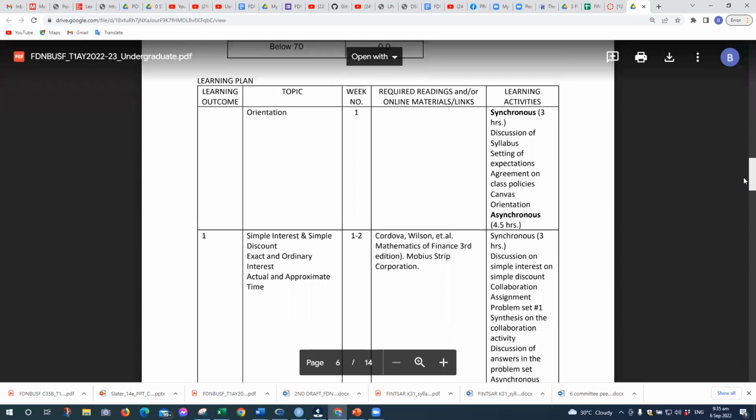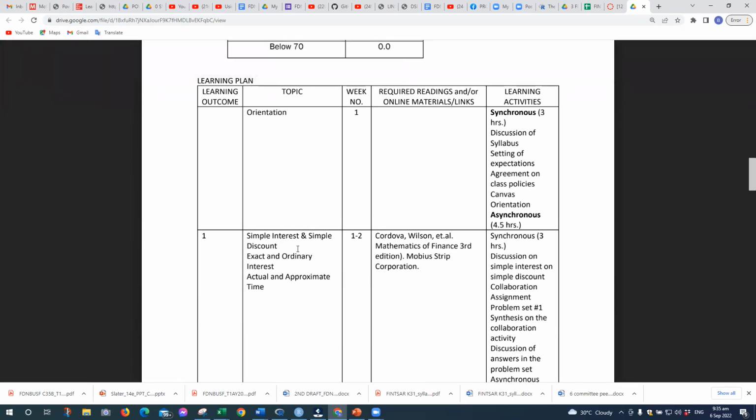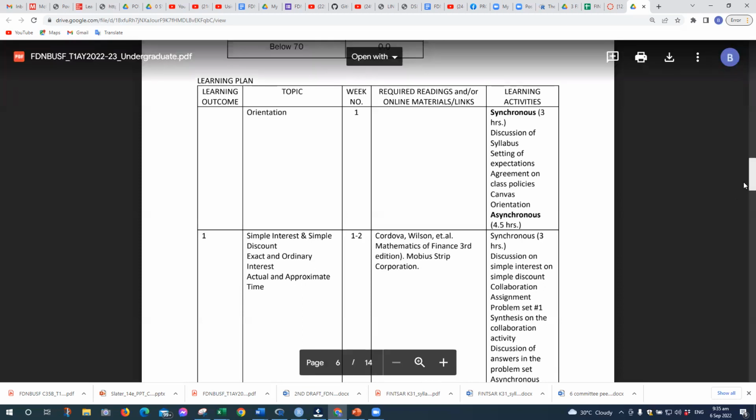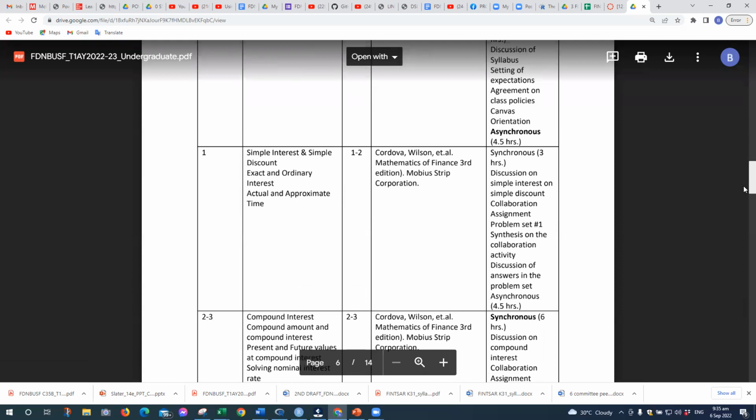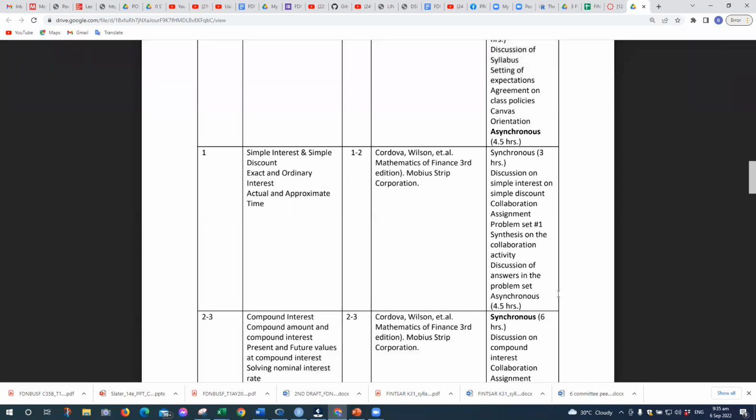Okay, so let's take a look at the learning plan for this subject. So week 1, we're going to discuss, of course, the orientation. And then we're going to learn simple interest, simple discount, where we have 2 types of simple interest. We have exact interest and ordinary interest. And then we're going to learn how to compute using actual and approximate time. So we're going to start already with this one today, at least the introduction.